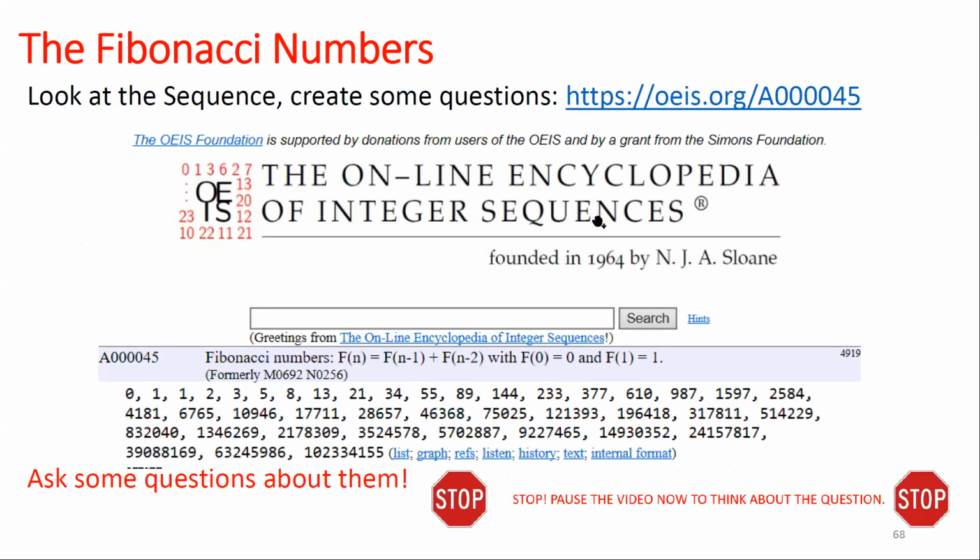So you can go online. There's a wonderful resource called the Online Encyclopedia of Integer Sequences. It's linked over here. You can plug in your sequence, and it will tell you all the ones that have the same start as yours. If I plug in the Fibonacci numbers, here are the first couple of them. And you can see they're growing pretty quickly.